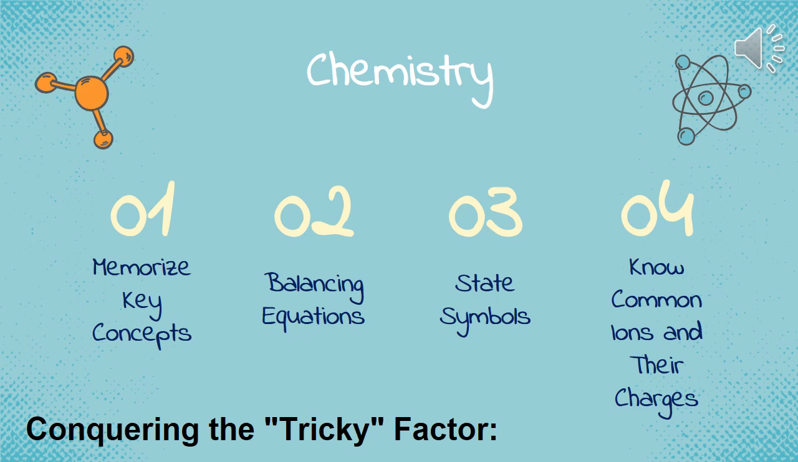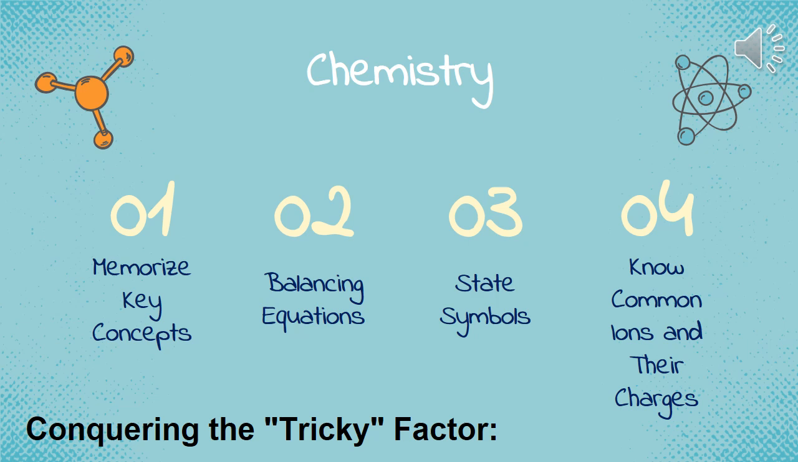3 is state symbols. Don't forget about the state symbols such as solid, liquid, gas, or aqueous. They can be given to provide important clues about the substance involved. Like they could give you the reaction and you would see the product is solid. So the observation would be a precipitate forming. So that could give you a clue of the answer.